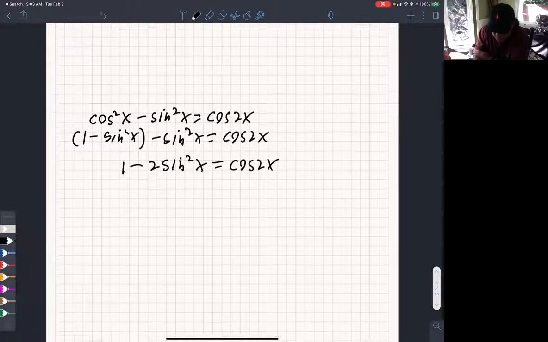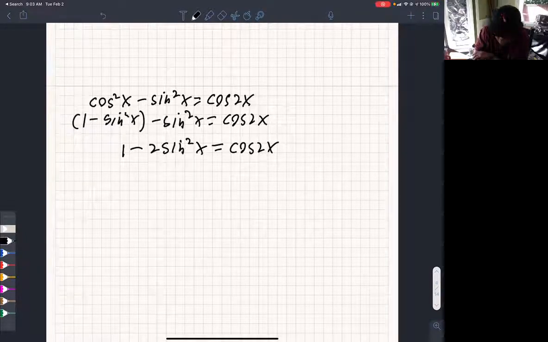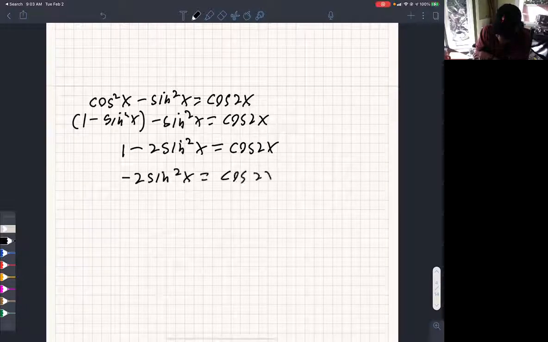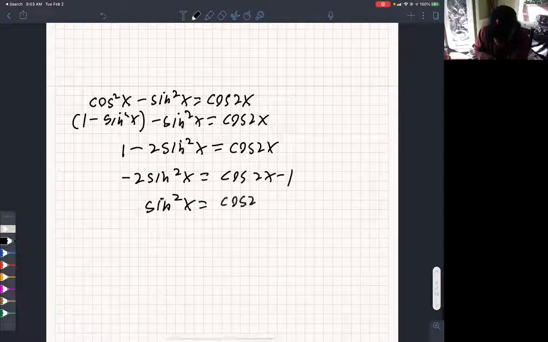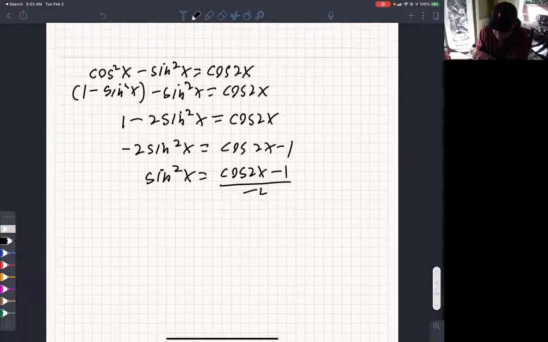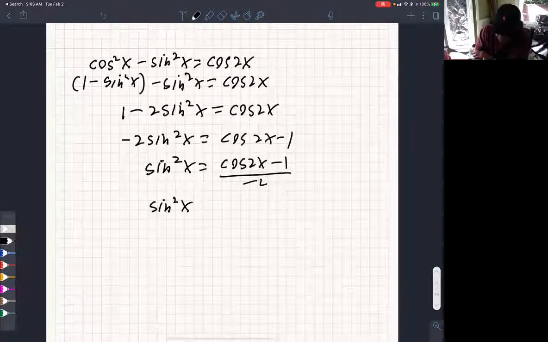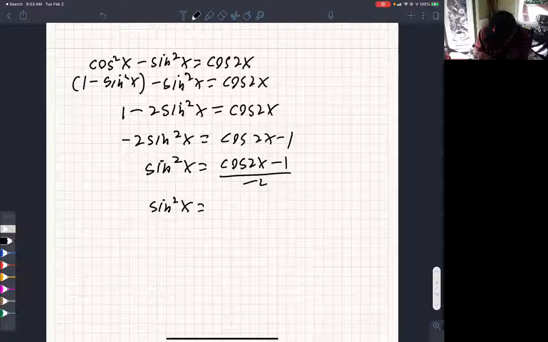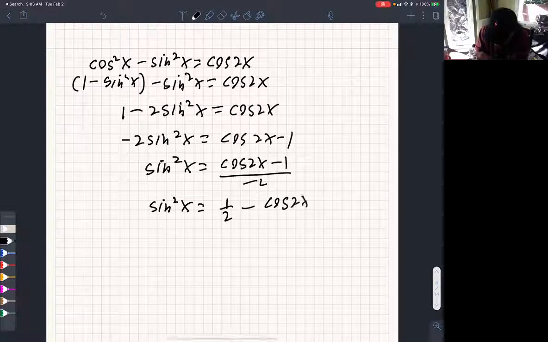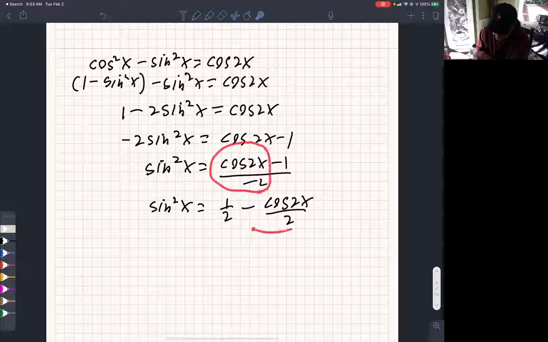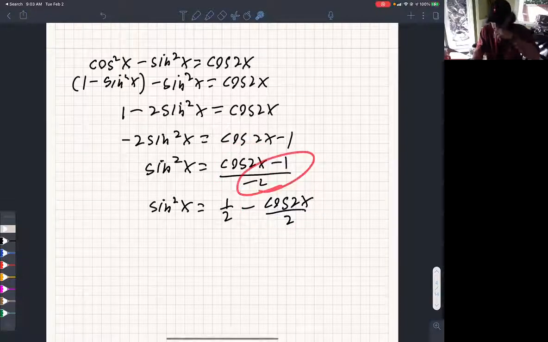And then you solve for sine squared x. I subtract 1 from both sides, and I get this. Then I divide both sides by -2, and I have this power reduction formula. And if I manipulate this with a little bit of algebra, I end up with 1/2 minus cosine 2x over 2.